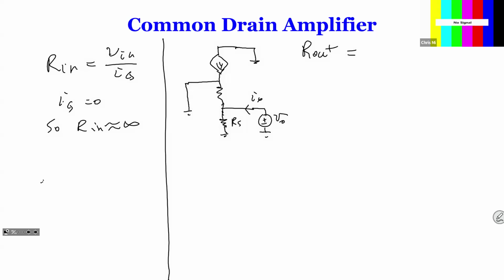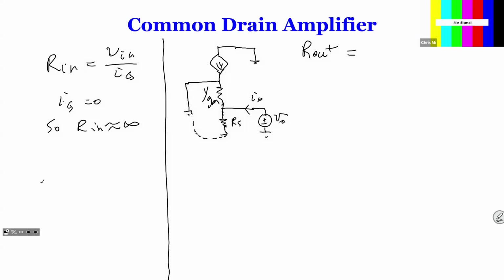So in this case, if you look at the current coming in, this is ground and that is ground. So what is the relation between 1 over GM and RS? Can you guys figure out? So basically you have ground. You can see that 1 over GM and RS are actually in parallel, right?